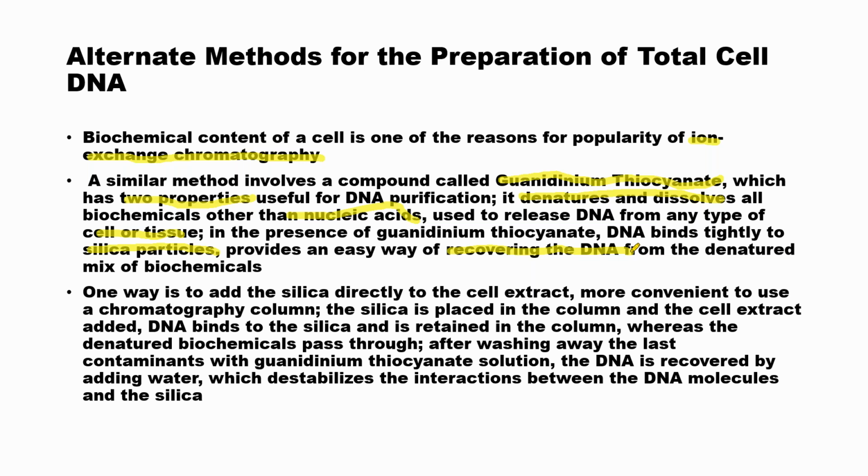Clear? So now, how do we perform this protocol? One way is to add silica directly to the cell extract. So what we can do is take the cell extract and add silica in the presence of guanidinium thiocyanate. What happens? DNA will bind with the silica, and guanidinium thiocyanate will degrade and dissolve all other contaminant biomolecules such as proteins, carbohydrates and RNA.